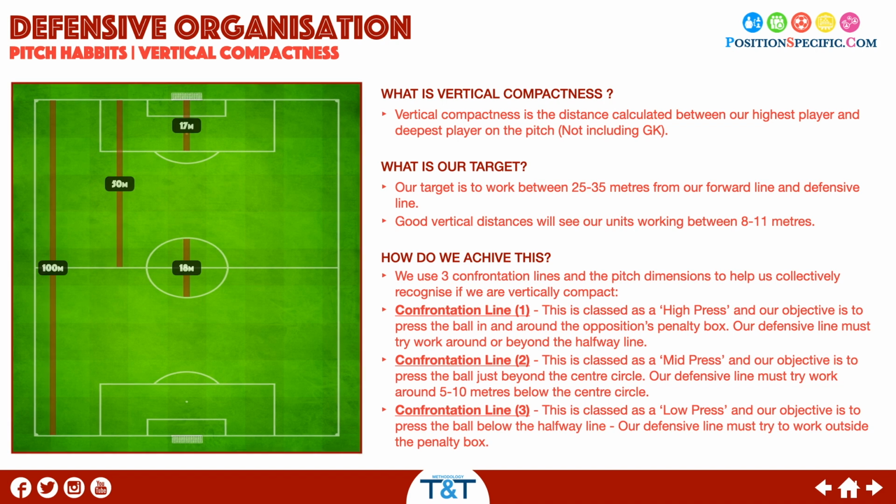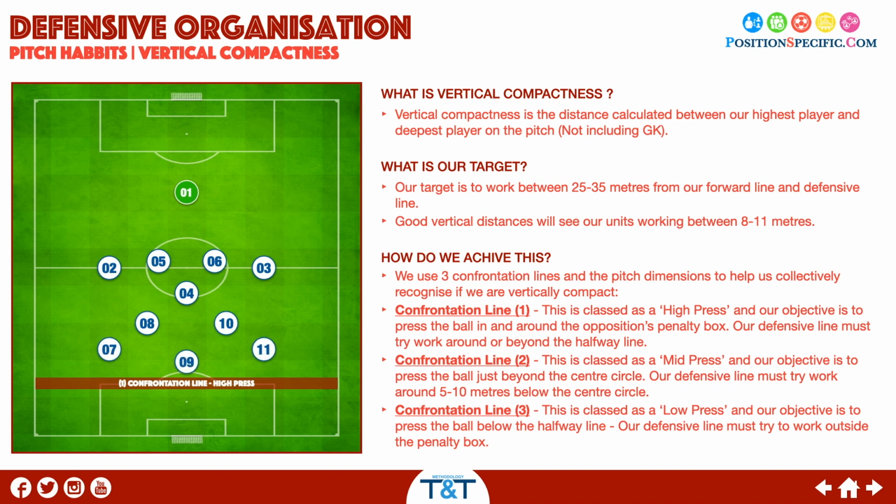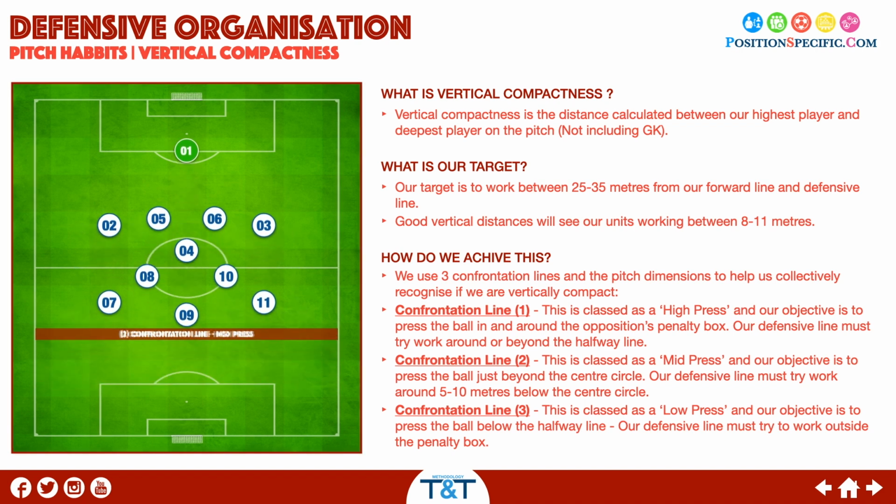Well, we use confrontation lines on the pitch and use the dimensions of the pitch to collectively recognise and be vertically compact. As you can see here, we've got a confrontation line in terms of a high press. We've stuck mid press in there just to give you an idea of the mid area of the pitch, and then we have the confrontation line in terms of a low press as well. For the high press confrontation line, our attacking players are on that line, and our defensive line is in and around the halfway line, which gives us around 25 to 35 metres from defensive line to forward line.